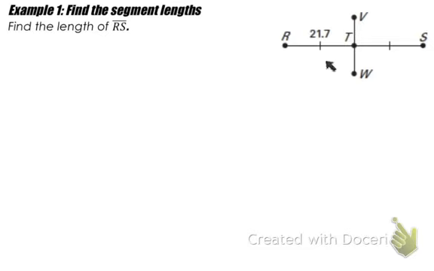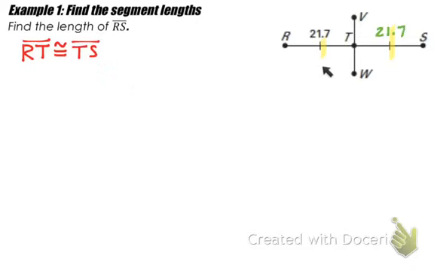So that being said, because RT is 21.7, and we know that the tick marks mean that they're the same length, TS is also 21.7. So RT is congruent, and this is a symbol that means congruent, not equals, but we're talking about the length, so it's an equal sign with a little squiggly line on top. The segment RT is congruent to TS.